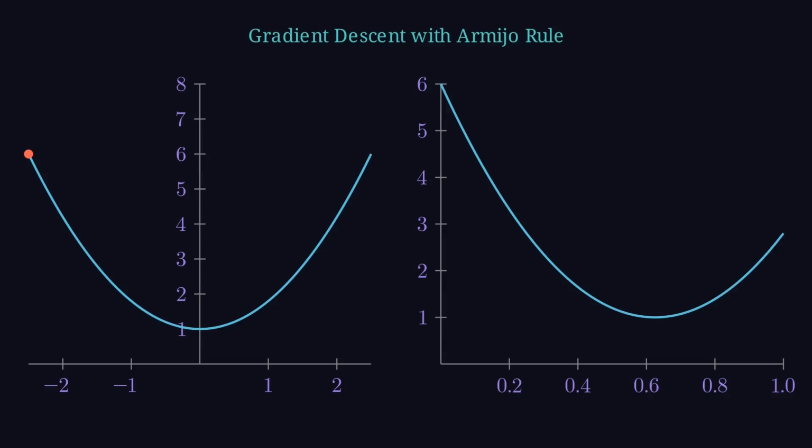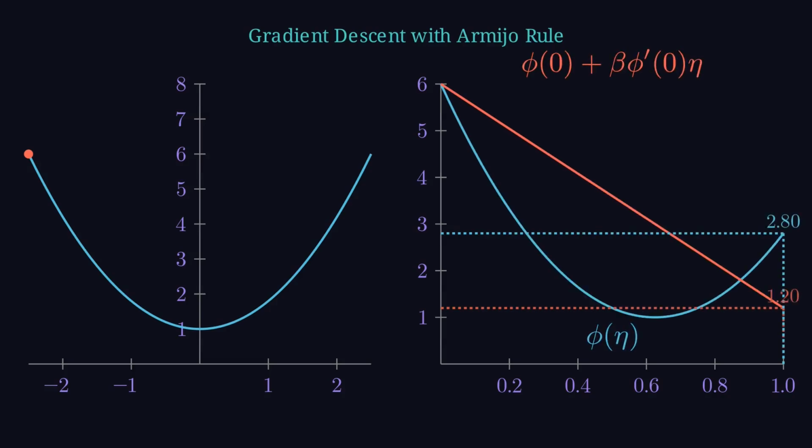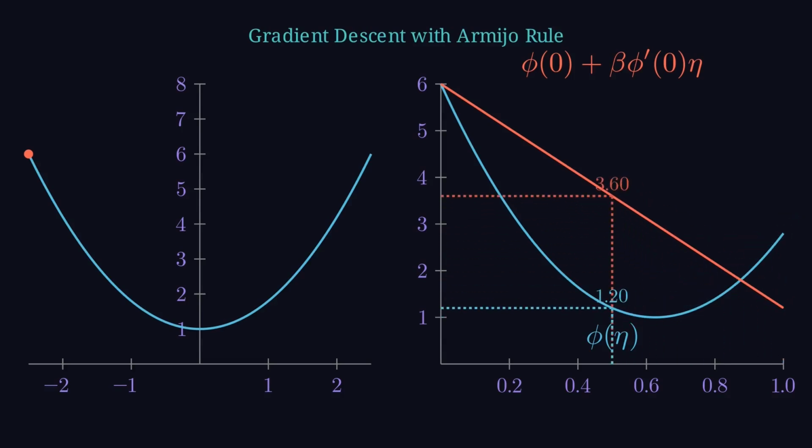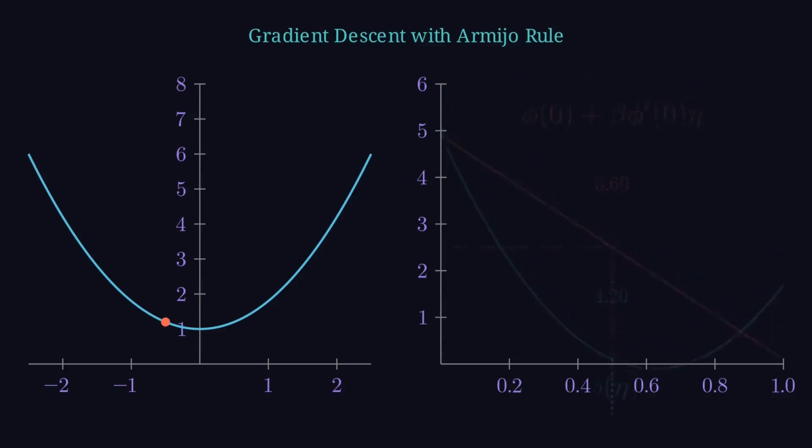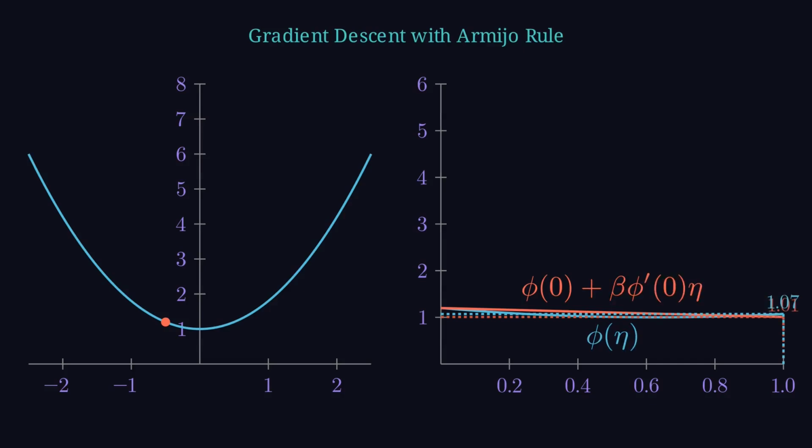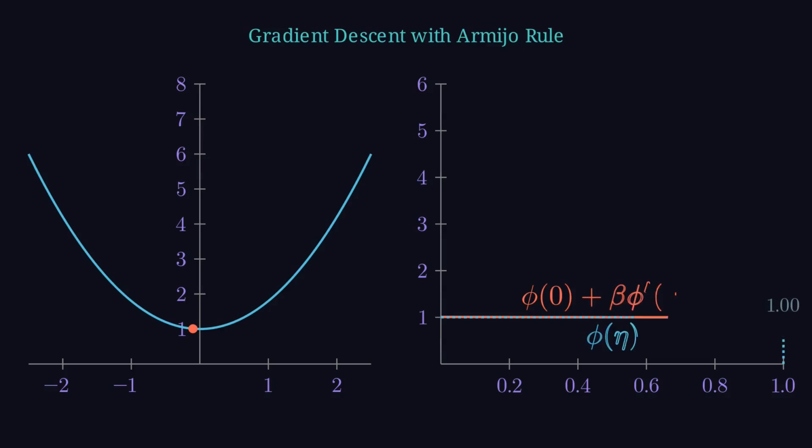We try again, but this time we'll set the step size as 1. The function value is 2.8 and the sufficient decrease line is at 1.2. We multiply the step size by 0.5. Now the function value is 1.2 and the threshold is 3.59. The condition is satisfied, so we accept the new alpha as an acceptable step size for convergence. We repeat this iteration until we reach the minimum of the function.